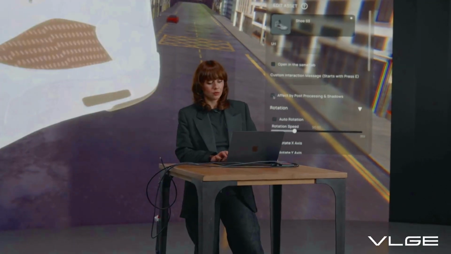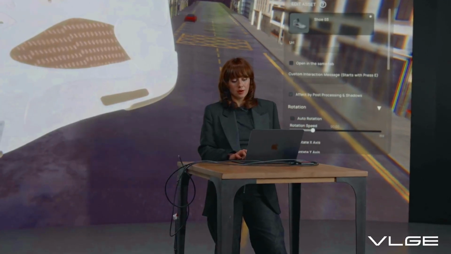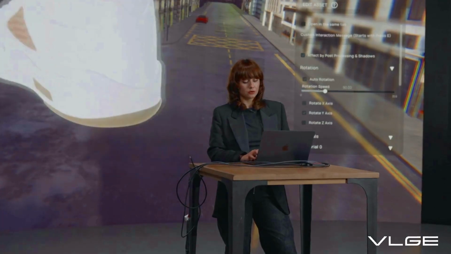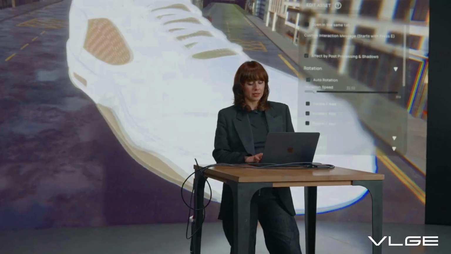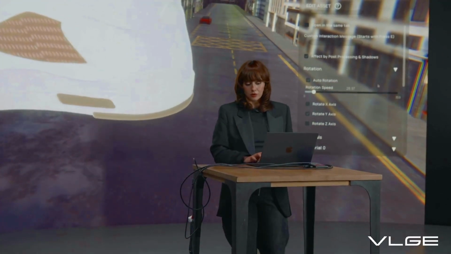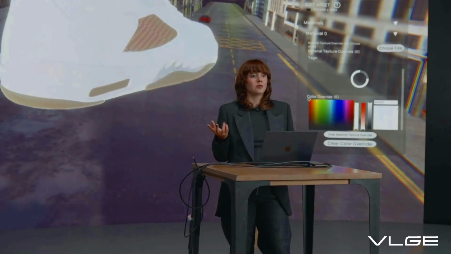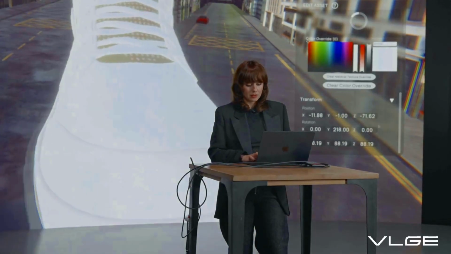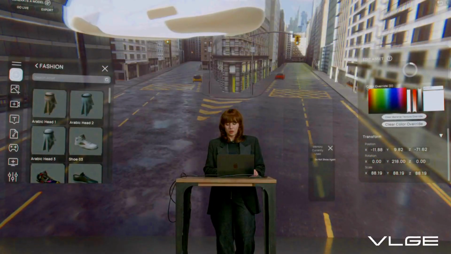You can choose to add the post-processing effects and shadows of the template you're working on or not. You can add an auto rotation and define the speed of the rotation to your liking. You can rotate in the X-axis, Y-axis, or Z-axis. You can also change the material or the colors of the assets. We're going to skip that for now, and you can also manipulate the positioning of the assets.